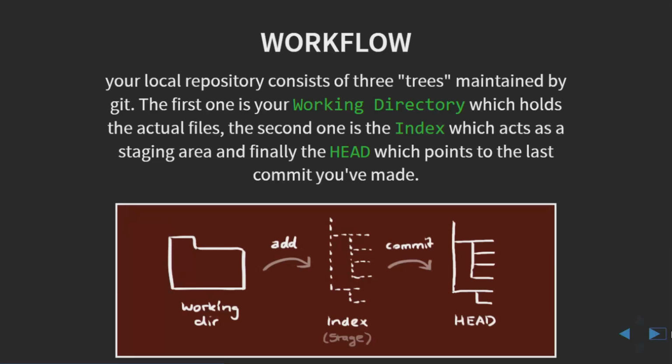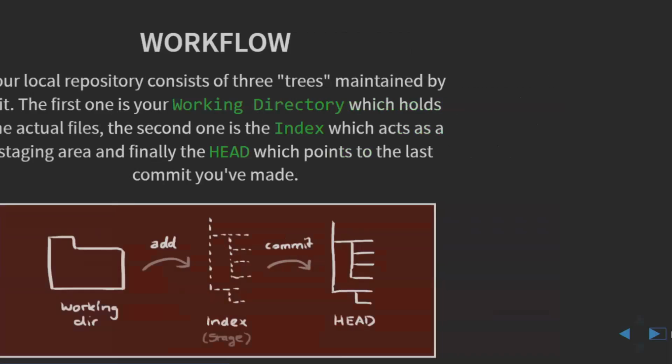Your files that you're working on are all going to live in this working directory. By adding them to the stage, you're telling Git that you'd like to index them and keep track of what you have there. And by committing things to the head, you're telling Git that you'd like to save that and create a new iteration version for the commits that you've made.